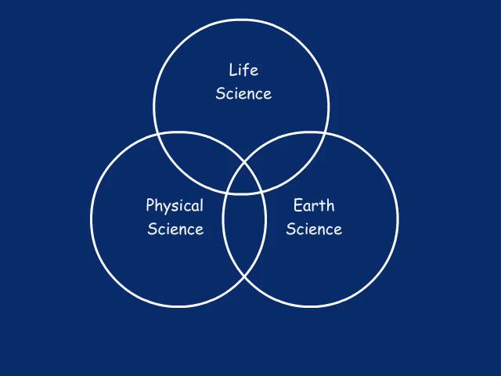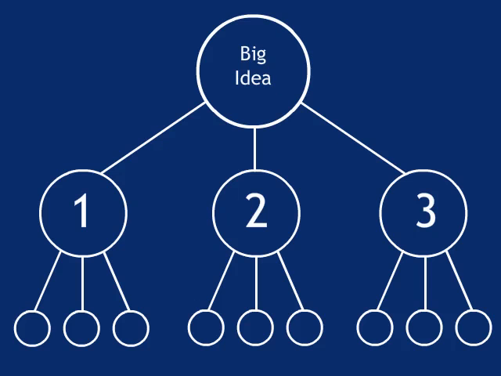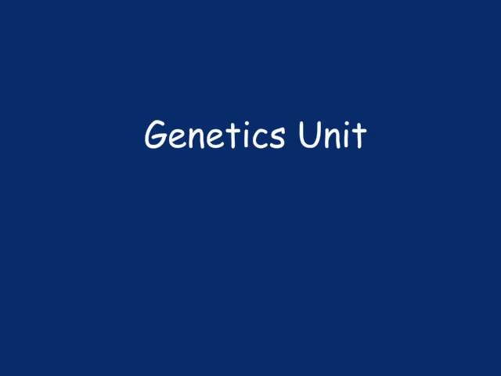Coherence can occur by making connections among the different disciplines. And content coherence occurs when concepts are presented to show that they are interconnected and build upon each other. This video will be focusing on content coherence using concepts from the genetics unit from Foundation Science Biology.